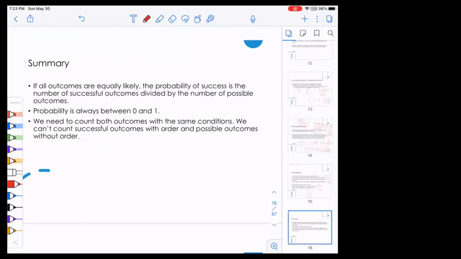So the summary of this section is if all outcomes are equally likely, which we did last week, the probability of success is the number of successful outcomes divided by the number of possible outcomes. And probability is always between 0 and 1. So if you get it larger than 1 or less than 0, you're doing it wrong. You need to count both outcomes with the same conditions. We can't count successful outcomes with order and possible outcomes without order. So basically they both have to be accounting for order or just no order. You can't have them doing different things.